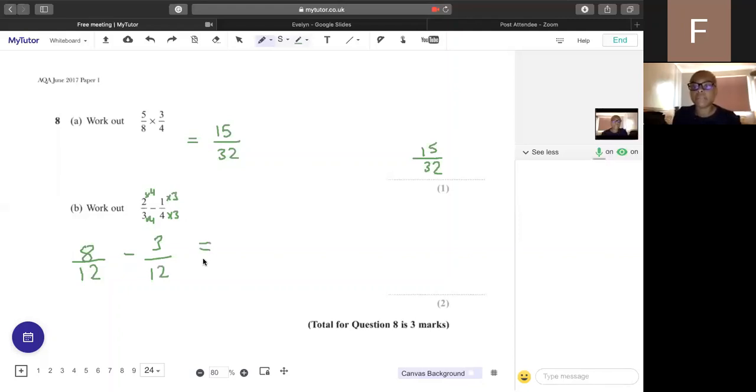And remember, when we are subtracting, we only work with the numerators and keep the denominator exactly the same. So 8 minus 3 is 5, and then we keep our denominator the same. So our answer here would be 5 over 12. And 5 and 12 don't have any common factors, so that would be our final answer. And you would get 4 marks for this question if you had these answers.